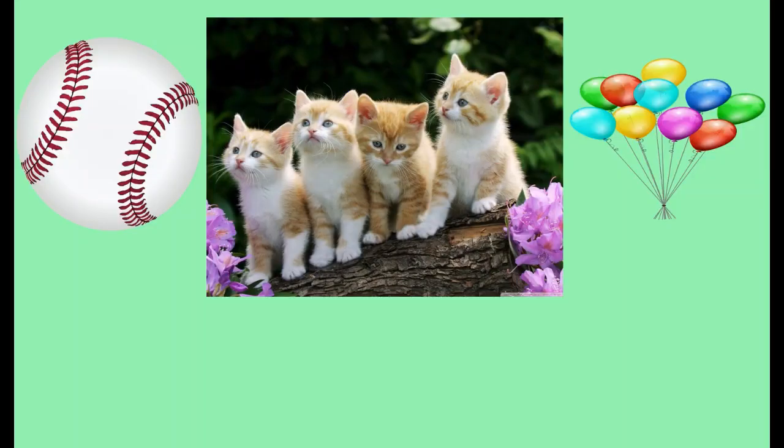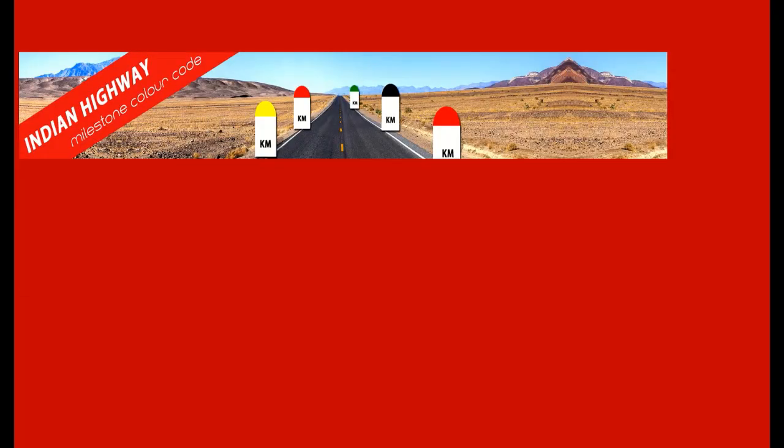So far we have used numbers to represent quantity, like one baseball, 4 kittens, 9 balloons. So we have used or associated a number to count some quantity. So how do we visualize a number? Numbers can be visualized as distances.